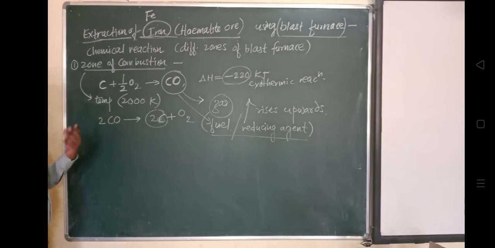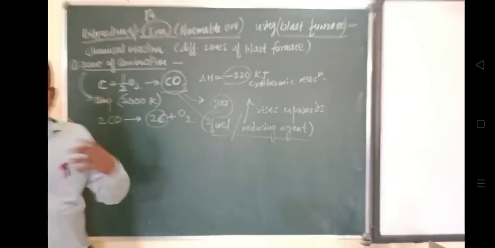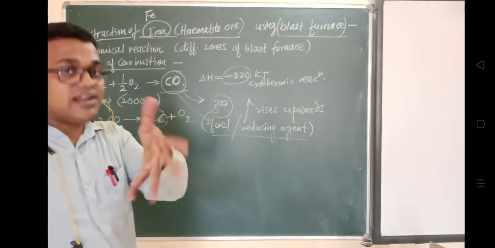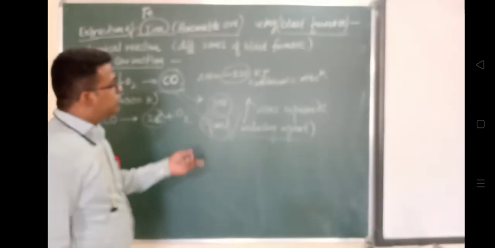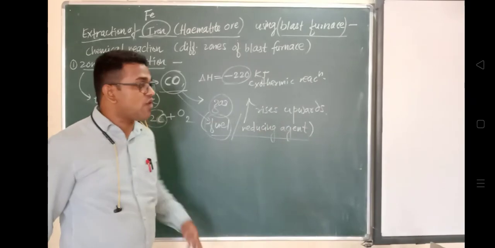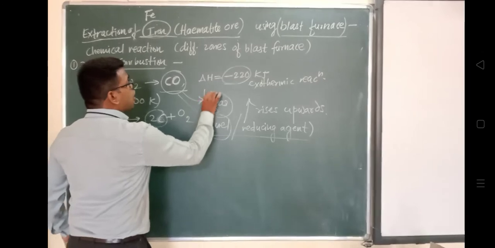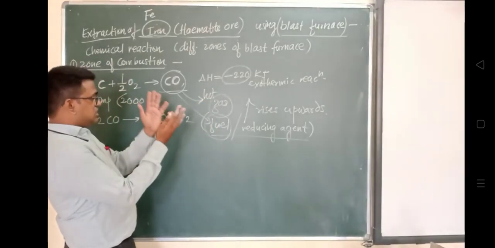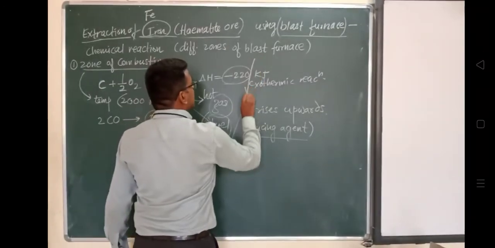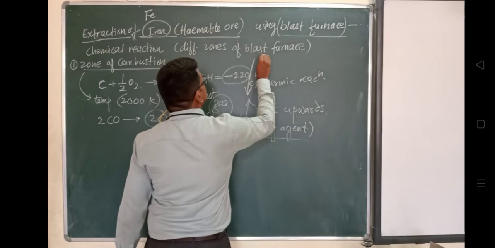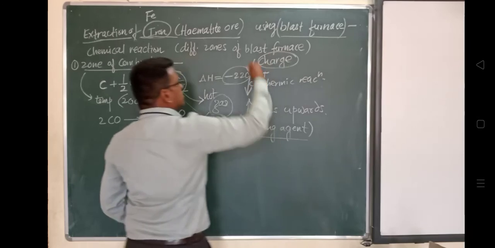So this is called the reduction zone. There are different zones once again that we'll study tomorrow. Today we have seen the zone of combustion, where combustion takes place and forms carbon monoxide, and this carbon monoxide may get decomposed into carbon plus oxygen. This carbon monoxide, which is acting as a reducing agent, and as a fuel, will get combined with the charge, and the charge consists of Fe2O3.